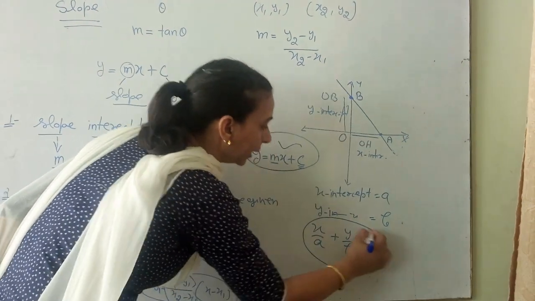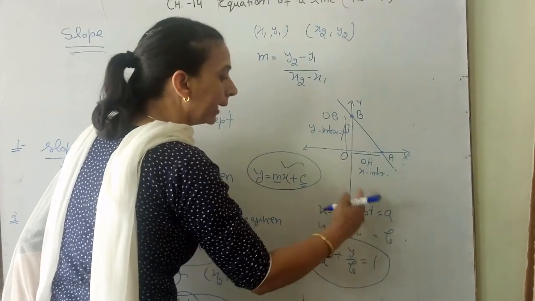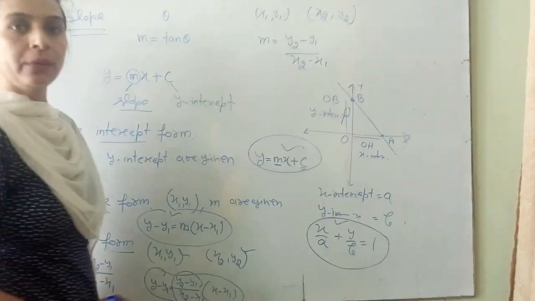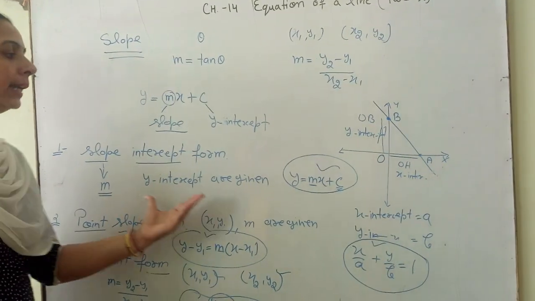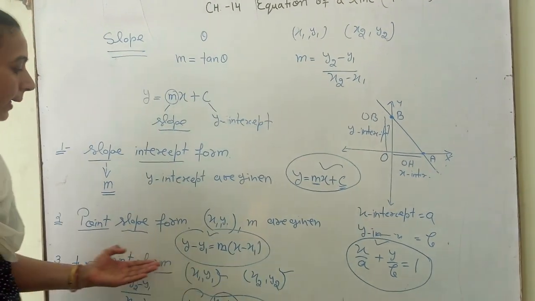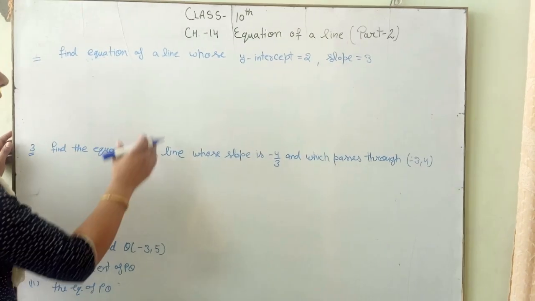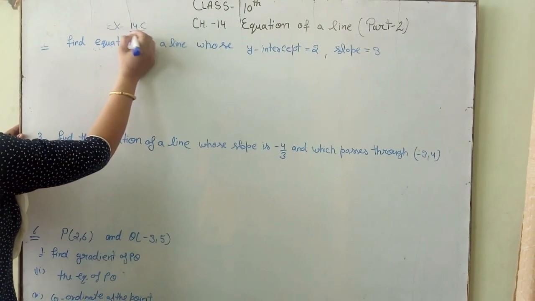This is also an equation of a line. When the x intercept and y intercept are given, then we use this. Clearly, students, these are for finding the slope and this is for finding an equation of a line. Clear? We take some questions based on this. Now we have some questions from exercise 14C.